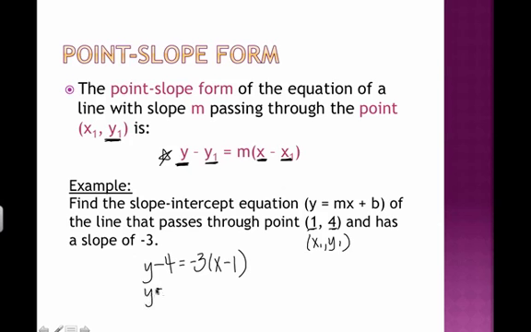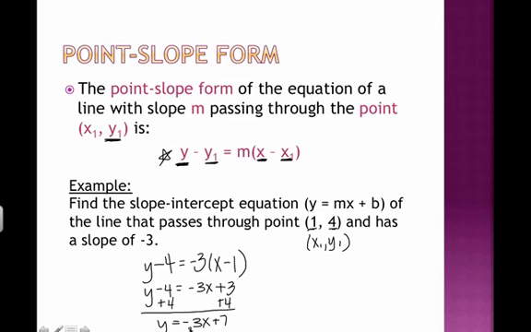So now we have y minus 4 equals negative 3x, and then negative 3 times a negative 1 is a positive 3. Move the 4 over to get y by itself because we want it in the y equals mx plus b form. And we get the equation y equals negative 3x plus 7. So now we know that this line crosses the y-axis, or has a y-intercept of 7.